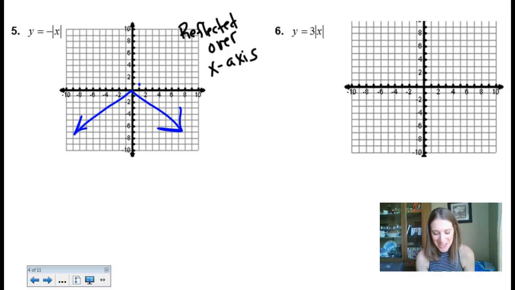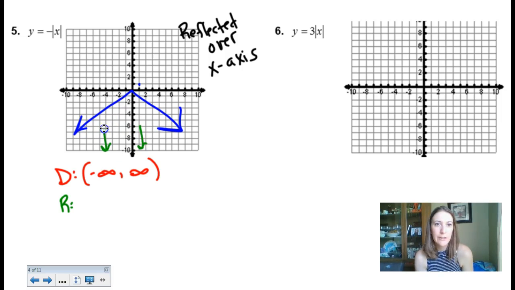Okay, so the domain is still going to be negative infinity to infinity. I think you're sensing a pattern here, right? The idea is that there's no restriction as to what I could use for x. I could literally plug in anything I want into this function and still get a feasible answer. The range, however, remember it's lowest y value to highest y value. So since this goes down forever, it actually begins at negative infinity, and then it continues on until it hits this point, and it stops at 0 with a bracket, because there is an ordered pair at 0.